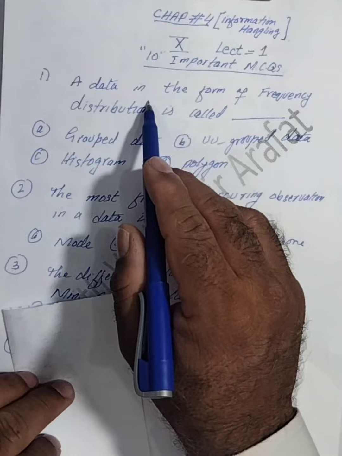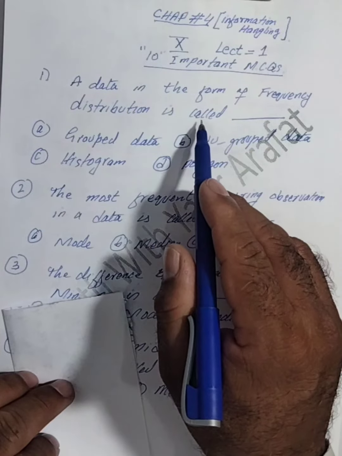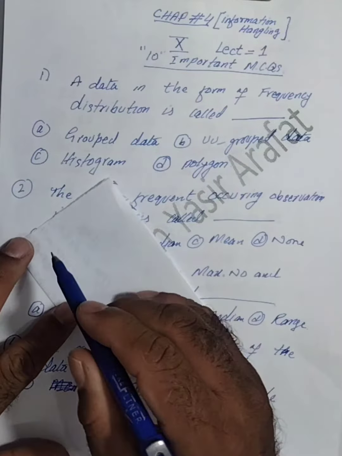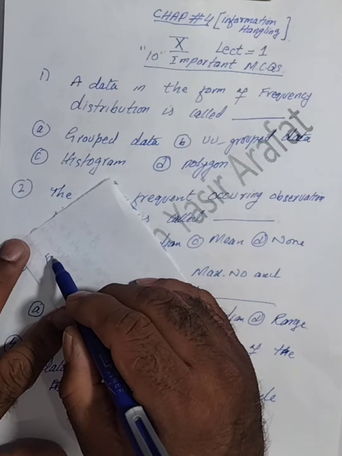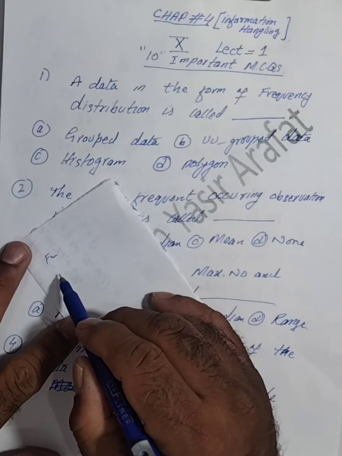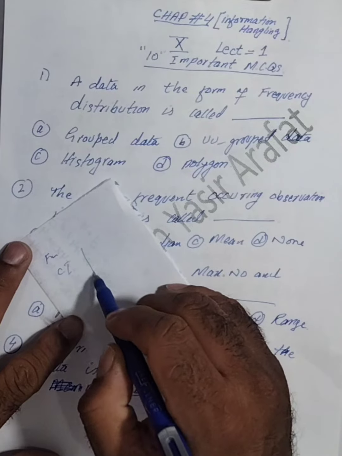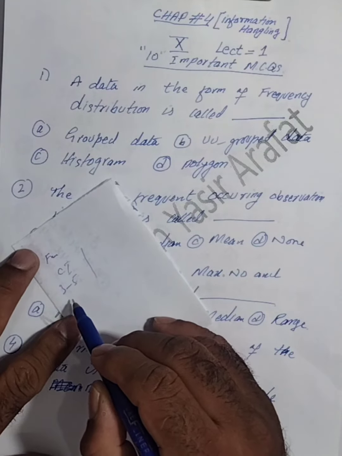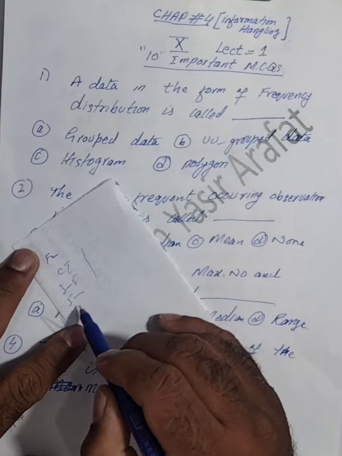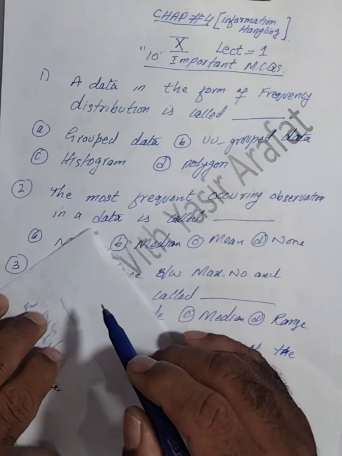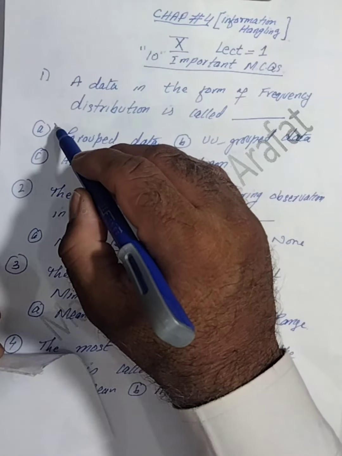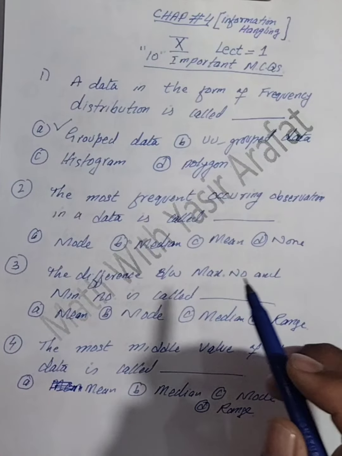A data in the form of frequency distribution is called, for example, the frequency distribution given to you here is class interval 3 to 5, 5 to, and so on. Like this data is given to you, that data is called group data. So the correct option is A.